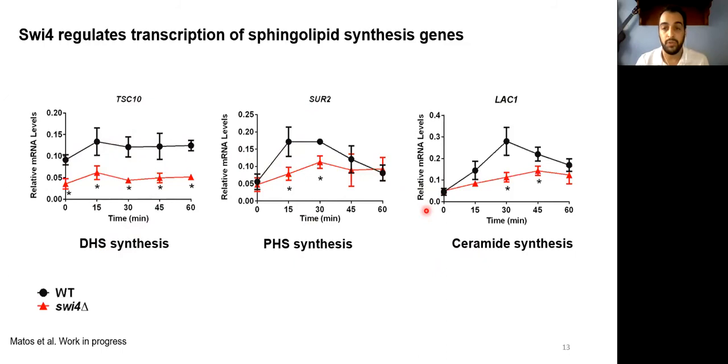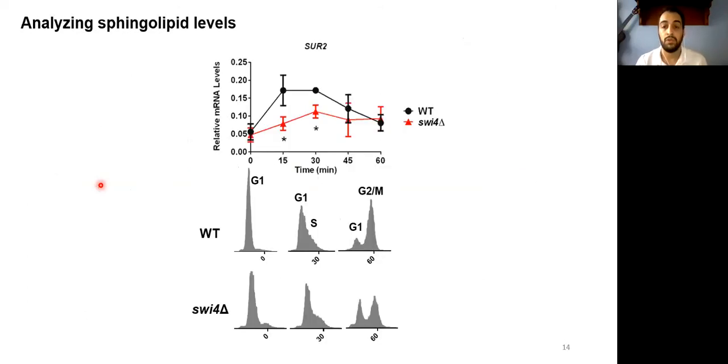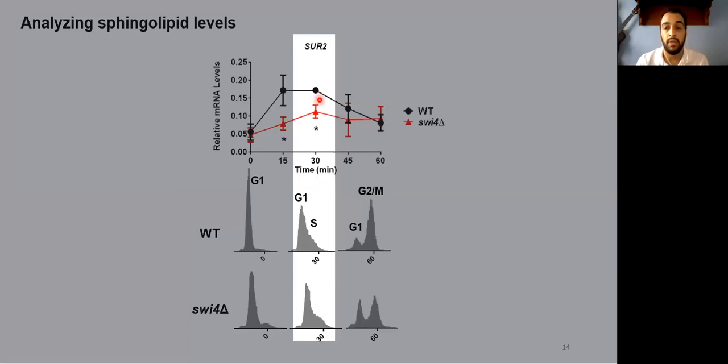In both groups, we saw that deletion of SUI4, that is represented by those red lines, reduced the transcription of sphingolipid genes. So next, we wanted to know if SUI4 can also regulate the sphingolipid levels. We then grew cells for 30 minutes, that is the specific time that the SPF complex is active, and also the cells are entering S phase of the cell cycle. We then harvest those cells for the sphingolipid measurements.